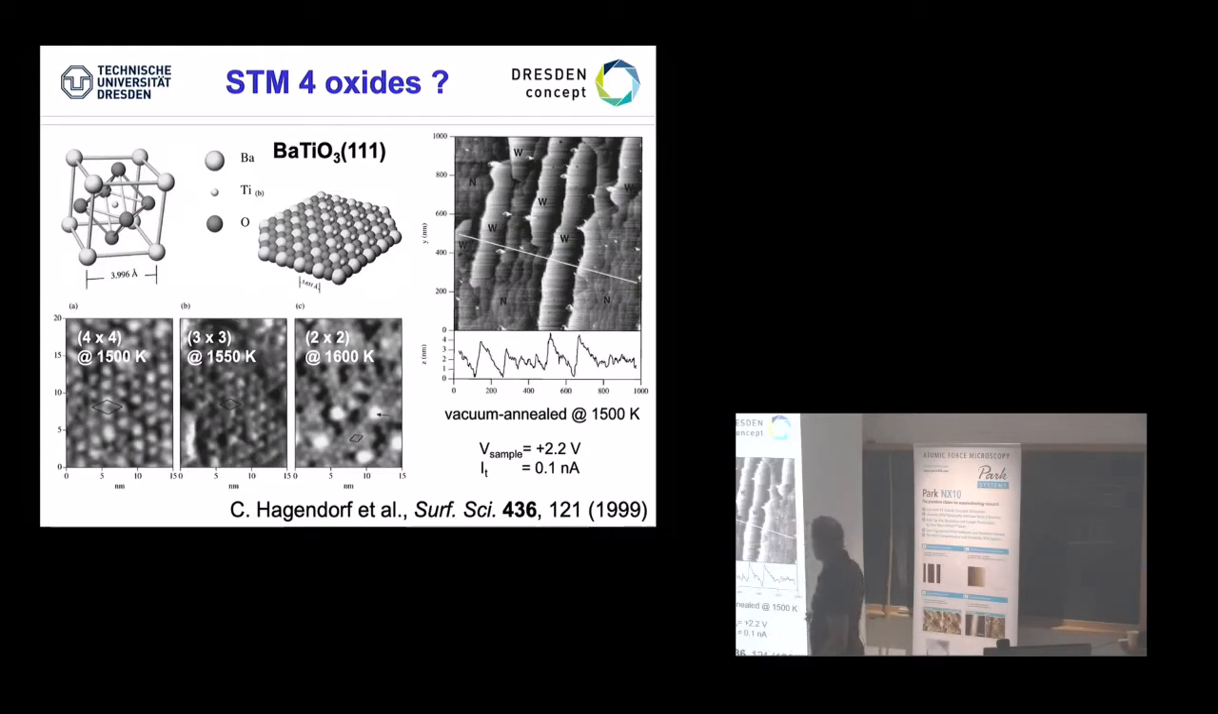So they zoom in even on these areas, and you see very nice reconstructions. A reconstruction is a superstructure where on 4 unit cells of the barium titanate, you get only 1 atom. So you get a 4 by 4 at 1,500 Kelvin. They heat it up to 1,550 K, get a 3 by 3 superstructure. But this is all not barium titanate. It's all barium-rich oxide deficiency. So what you do by heating is get rid of the oxygen and hence you reduce the surface. And that's why the band gap is reduced and hence the STM can see something. No way. This is not barium titanate.